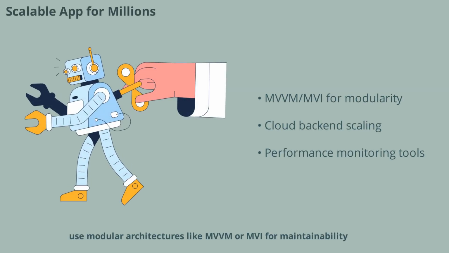Use modular architectures like MVVM or MVI for maintainability. Scale backend with cloud services offering load balancing and caching. Optimize networking with Retrofit and HTTP caching, and enable GZIP compression. Optimize Room database with indexing, and use image compression and lazy loading for efficient content management. Monitor performance with Firebase Crashlytics and performance monitoring.